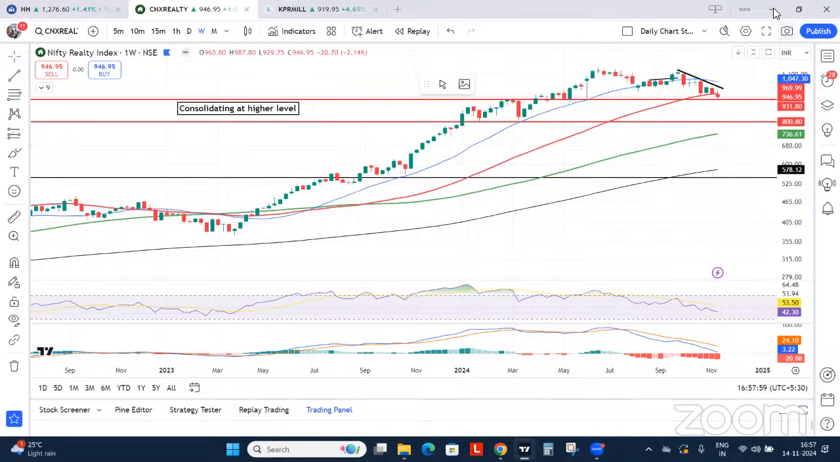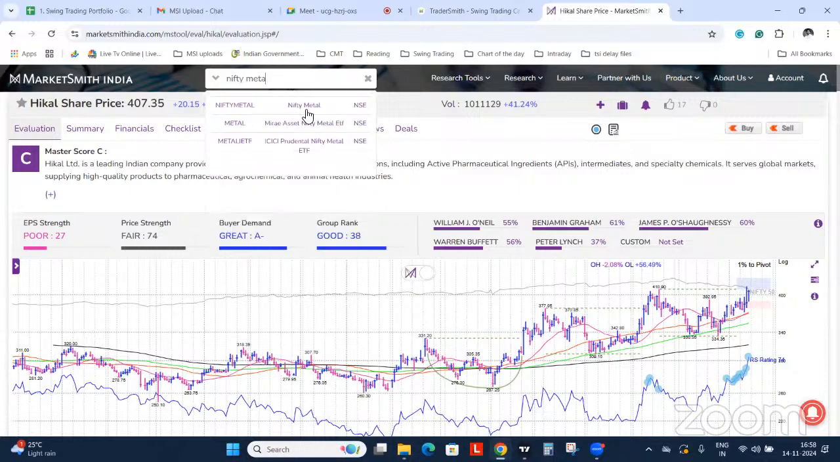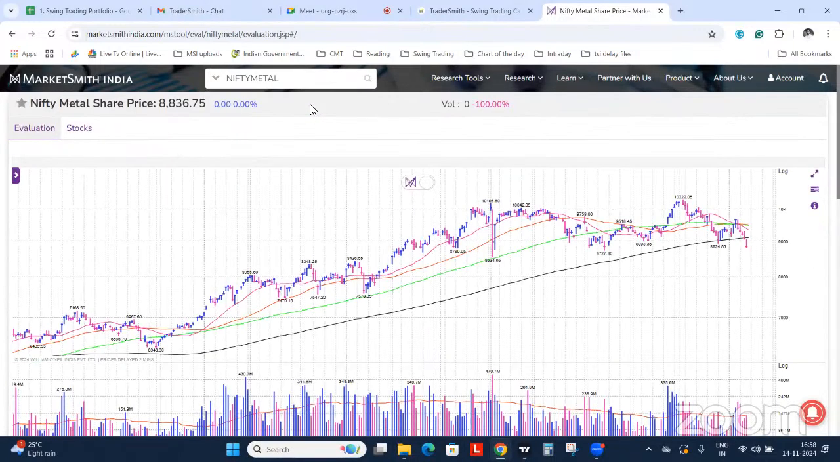I think there is one more sector, that is Nifty Metal. I think Pawan, Nifty metal. Okay, no worries. Can you just share the Nifty metal chart? Yeah.